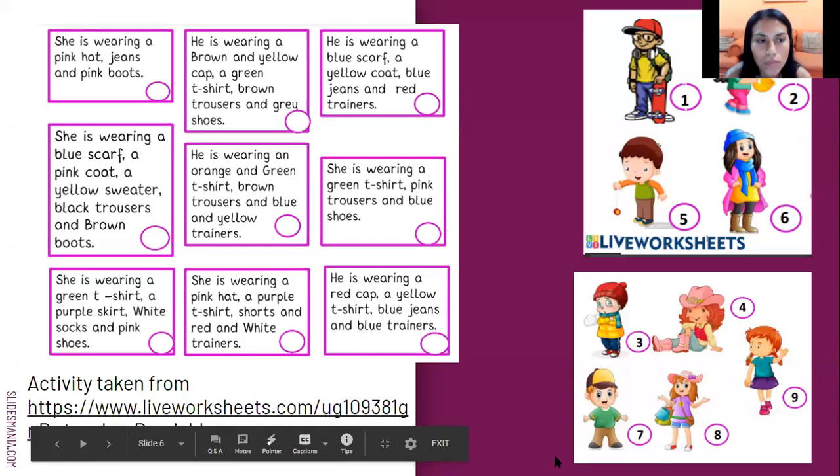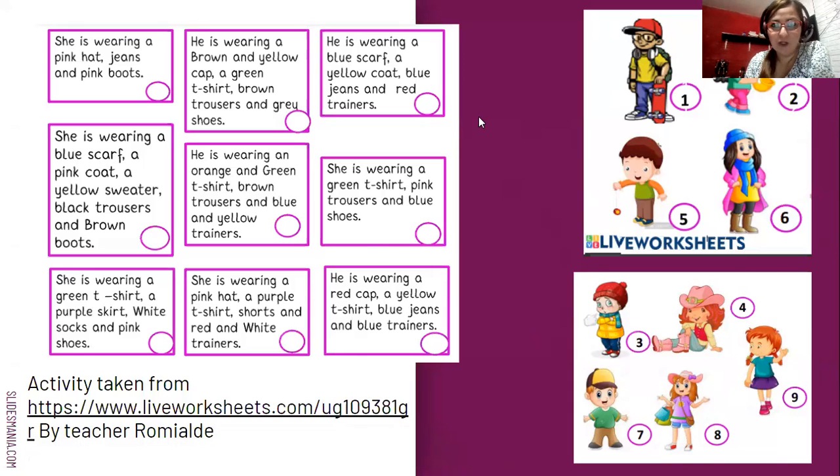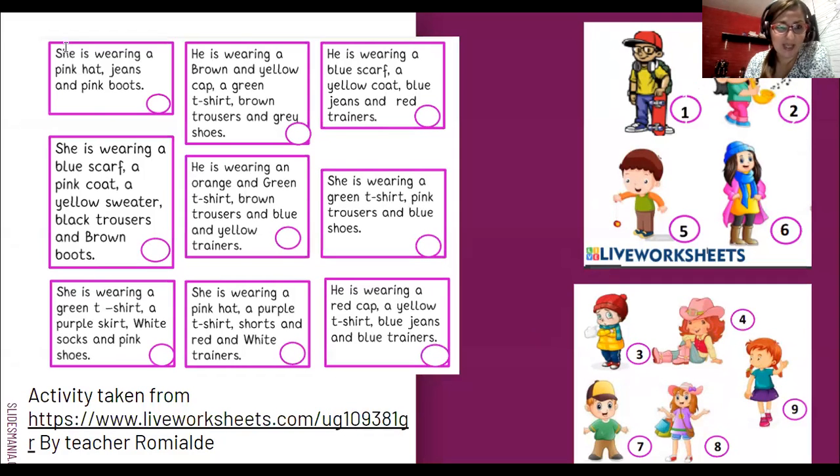Okay, this is a reading activity. So as you can see, I have some descriptions here on the left and I have some pictures on the right. Lo que vamos a hacer, we are going to match. We're going to match the pictures with the descriptions. Okay, I'm going to write here. Solo déjame, le voy a poner las letras para que sea más fácil. Match. Match es como unir, right?